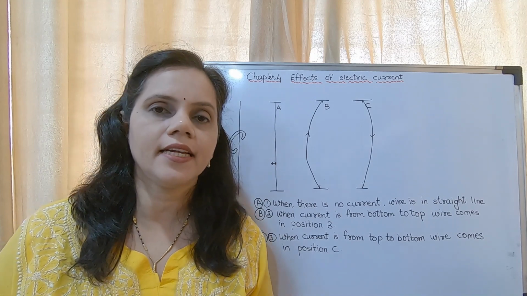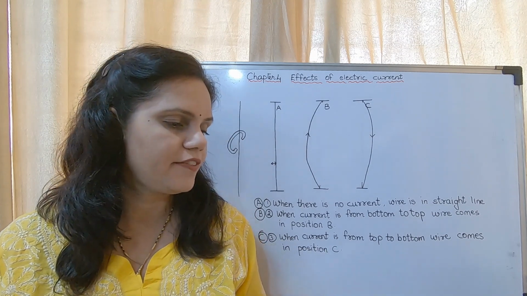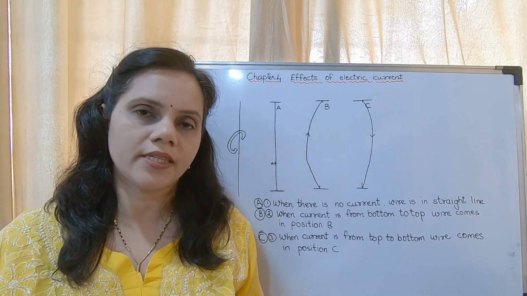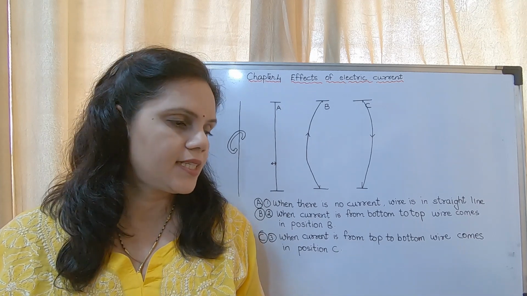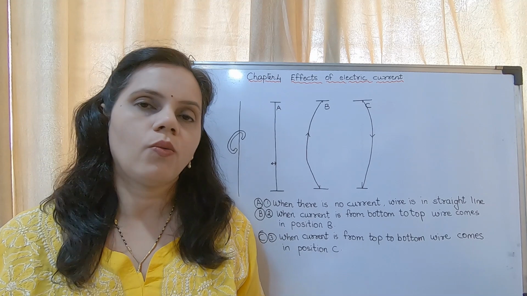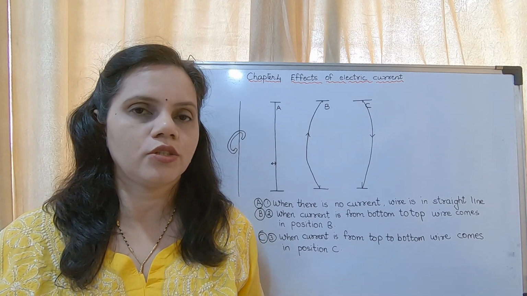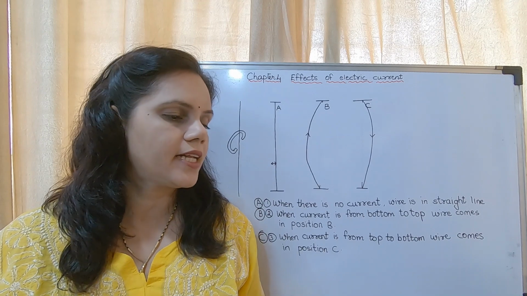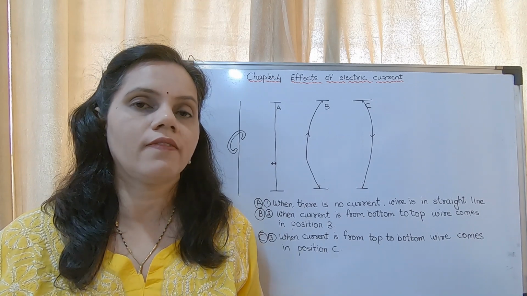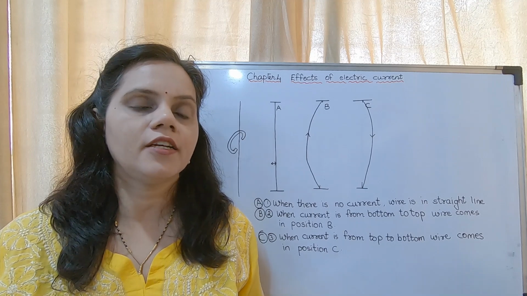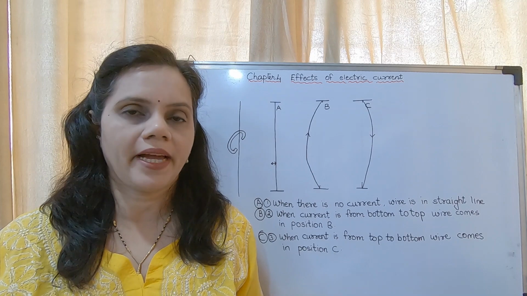There is an activity given on page number 55. On page number 55, figure 4.10, there is an experimental setup given. There is a stand on which one horseshoe magnet is connected. There is another stand which is connected to a circuit, which is connected to a wire. Okay, the wire is passing through the horseshoe magnet.